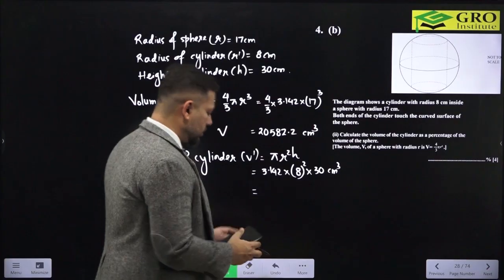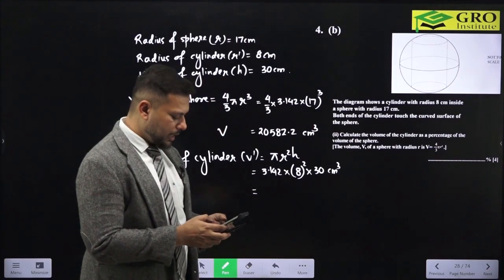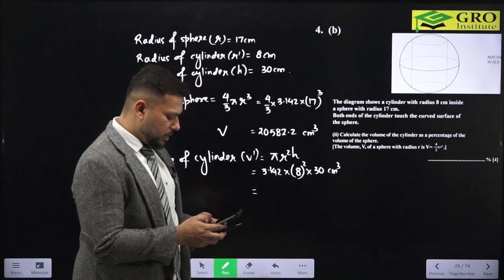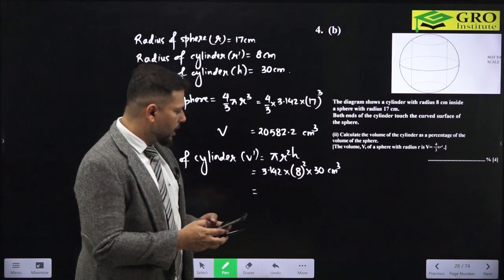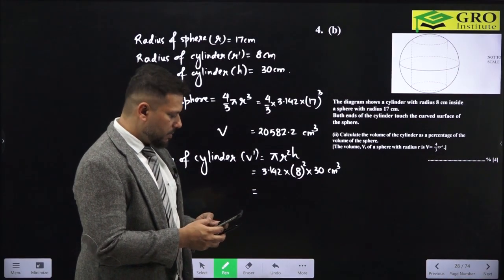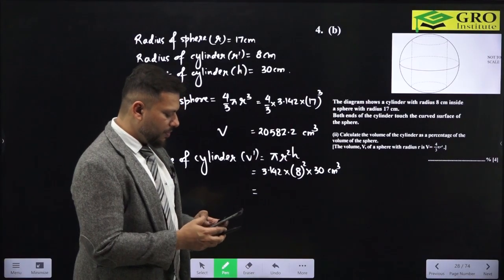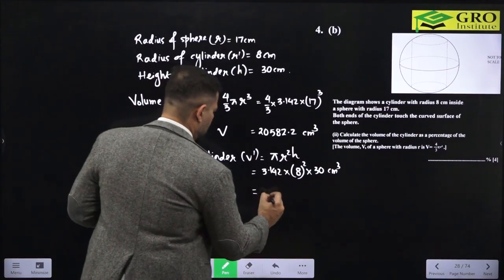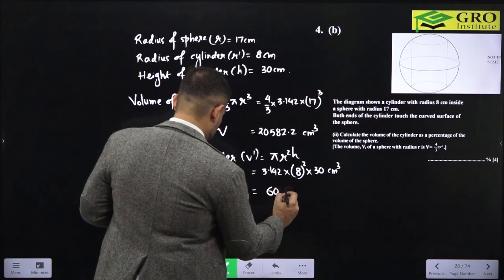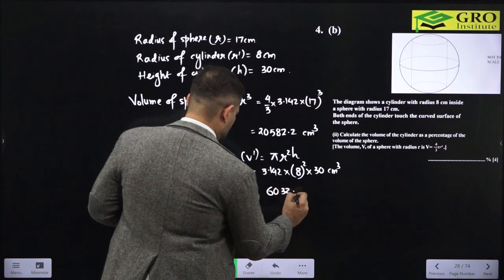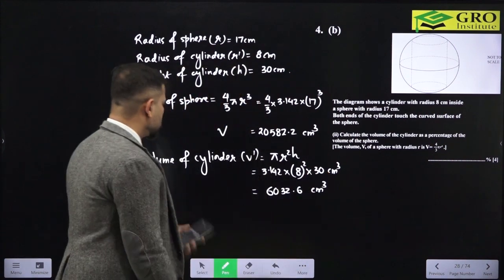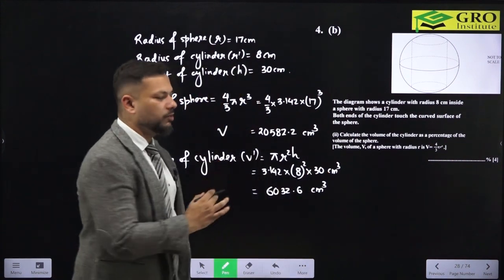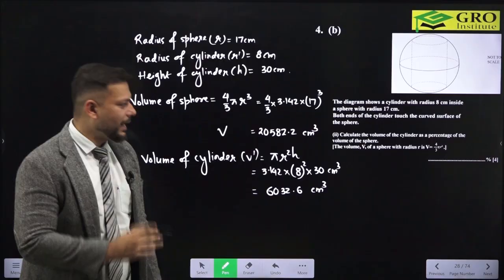Let us quickly find out its value as well. Let us use our calculator. It will be 3.142 to be multiplied with 64, being the square of 8, multiplied with 30. That makes it 6,032.6 centimeter cube. So guys, we just got the volume of sphere as well as the volume of cylinder.